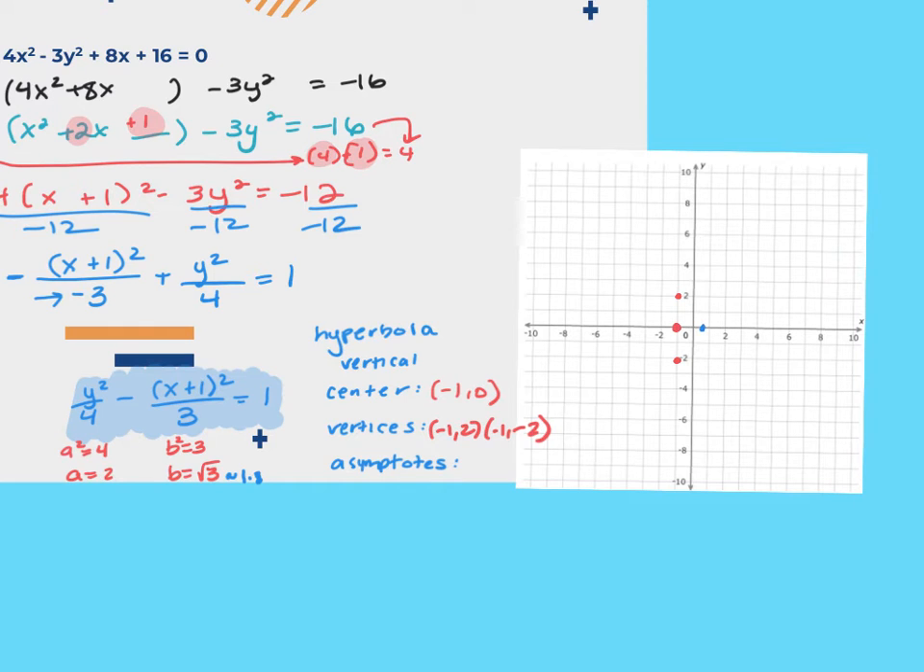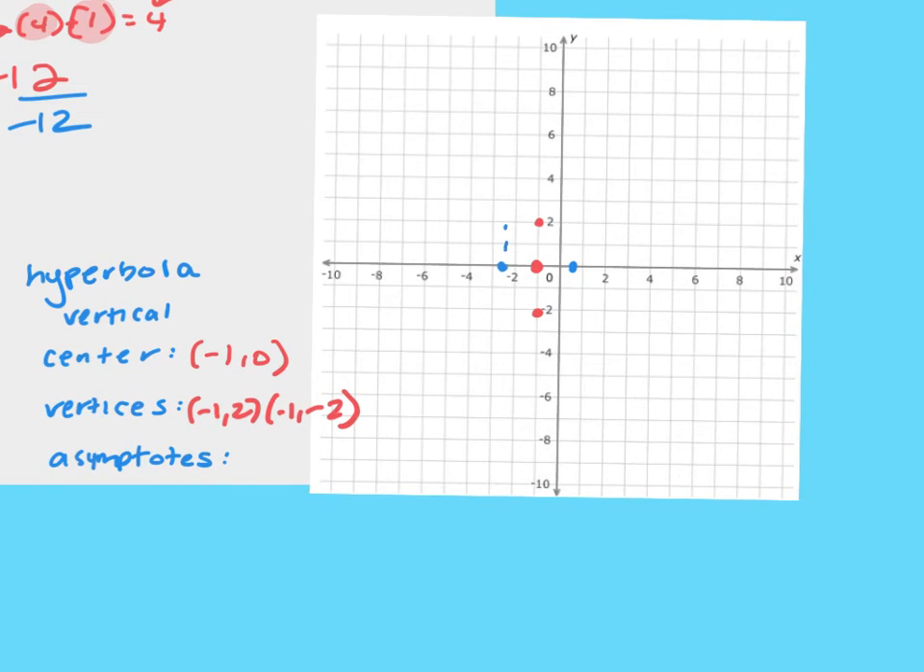So I just want to plot it so that I could draw the little box, so that I could find my corners, so that I could draw my asymptotes. And then the branches are vertical.